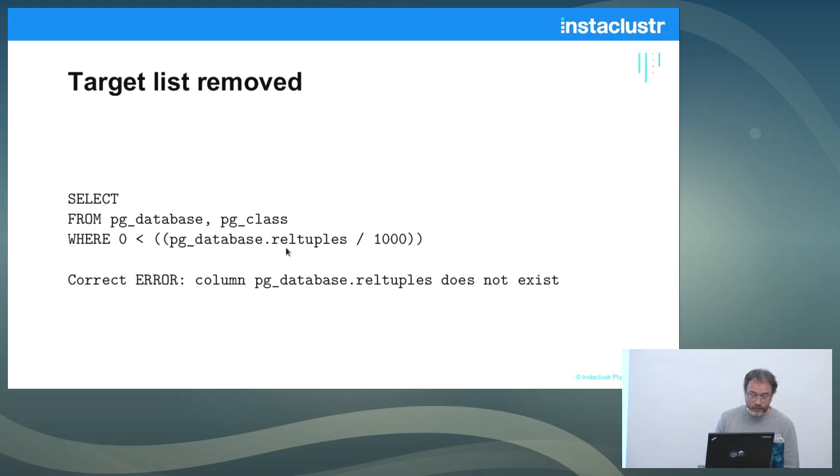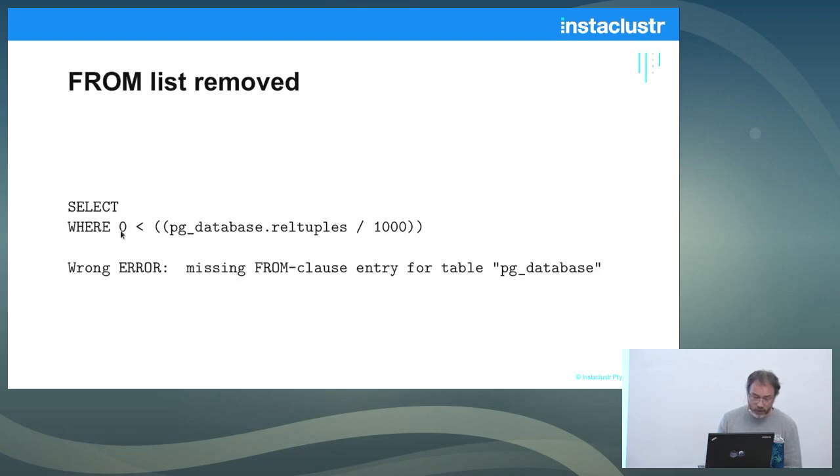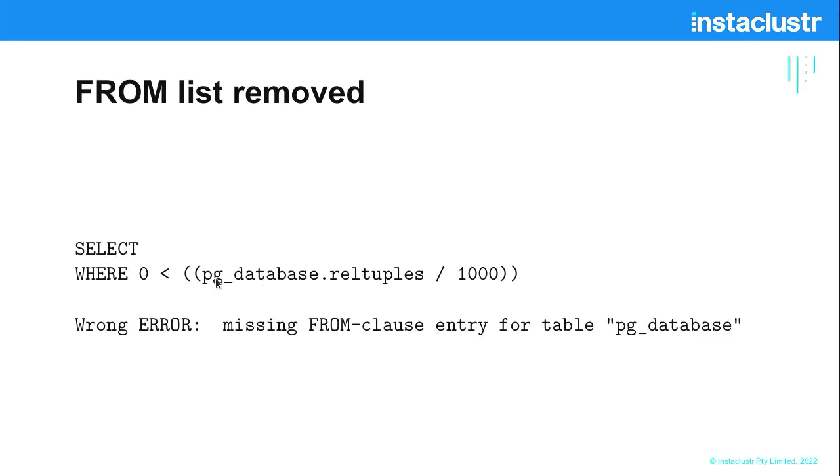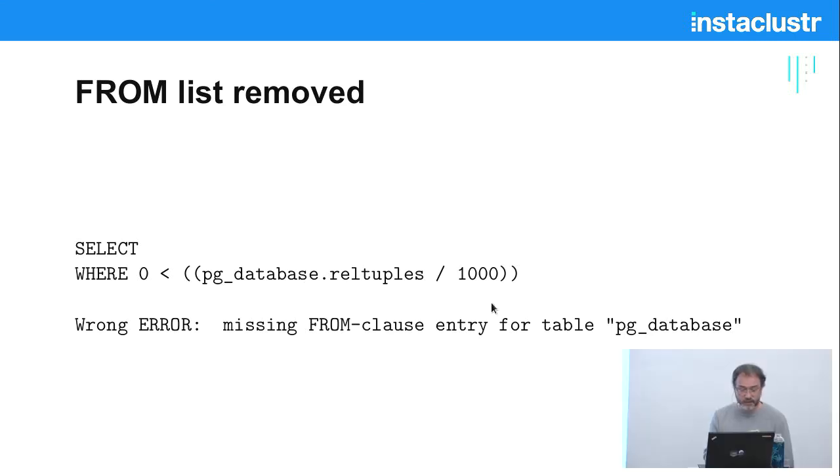Now, the first non-successful reduction step happens, namely the entire from list is removed. We try this, select where something, but now the error message is different. It's still talking about pg_database.reltuples, but in this case, the error message is not missing column, but missing FROM-clause entry for some table. Okay, so we have to go back to the step before and look at something else.